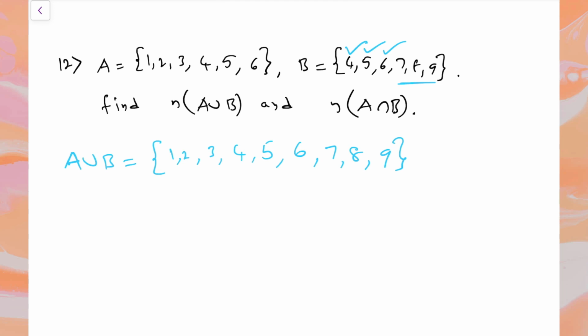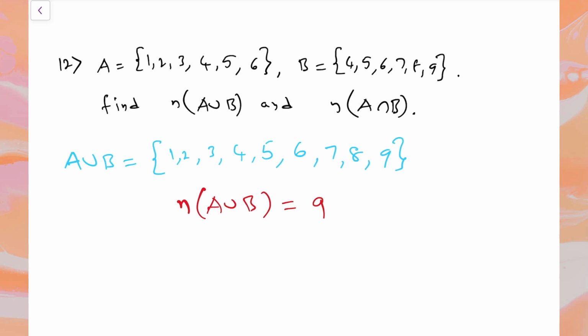This is the set, but we want n of A union B, right? So n of A union B is nothing but the number of elements in A union B. So in A union B, how many elements are there? 1, 2, 3, 4, 5, 6, 7, 8 and 9 elements are there. So the n of A union B value is 9.